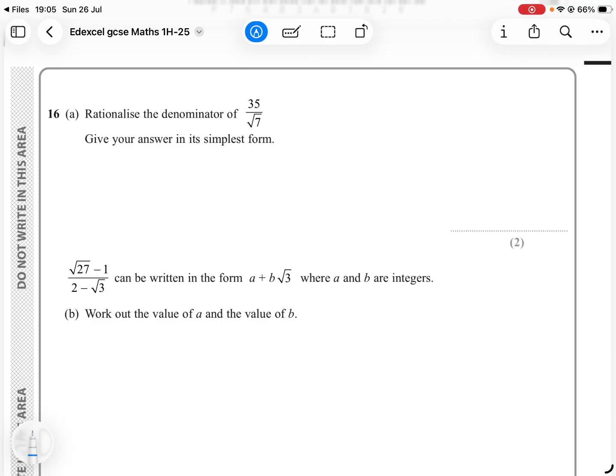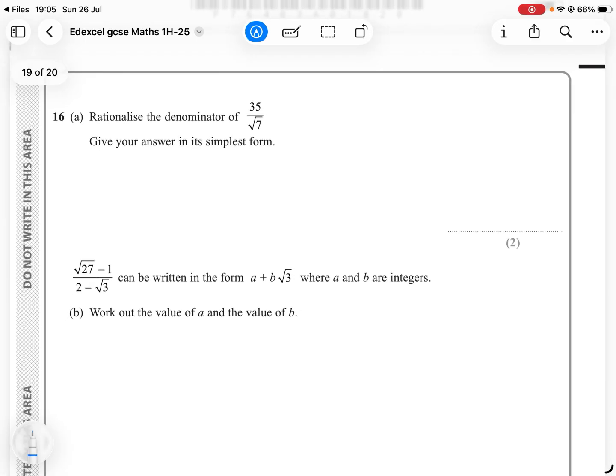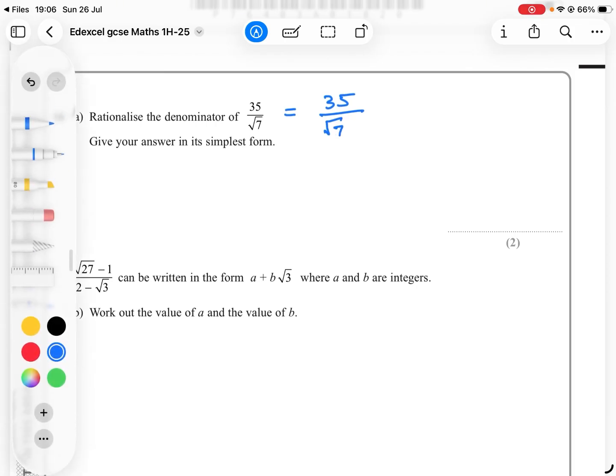Hi, I am going to walk through question 16. Rationalize the denominator of 35 divided by root 7. Give your answer in its simplest form. Okay. So, to rationalize the denominator, you have to multiply 35 divided by root 7, top and bottom, by root 7.